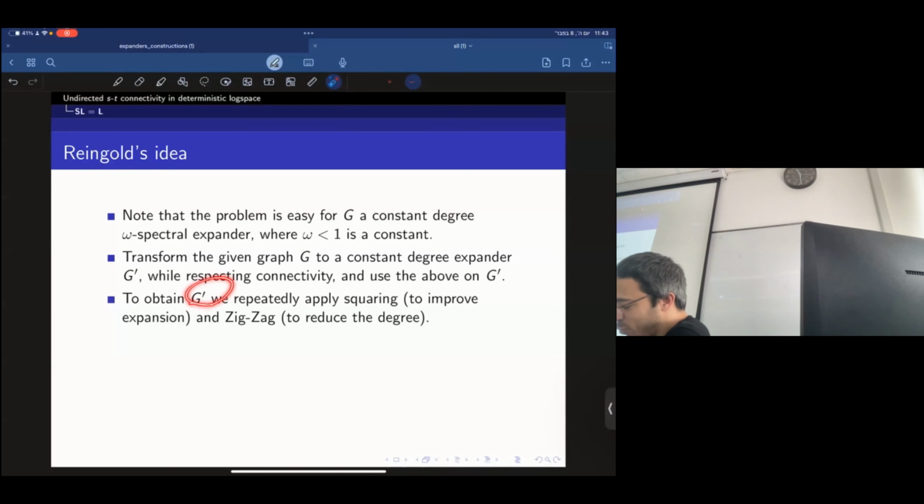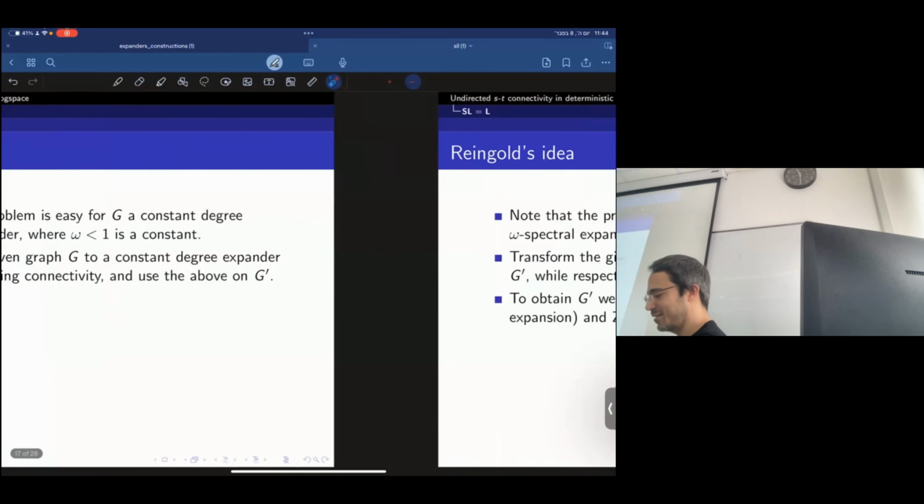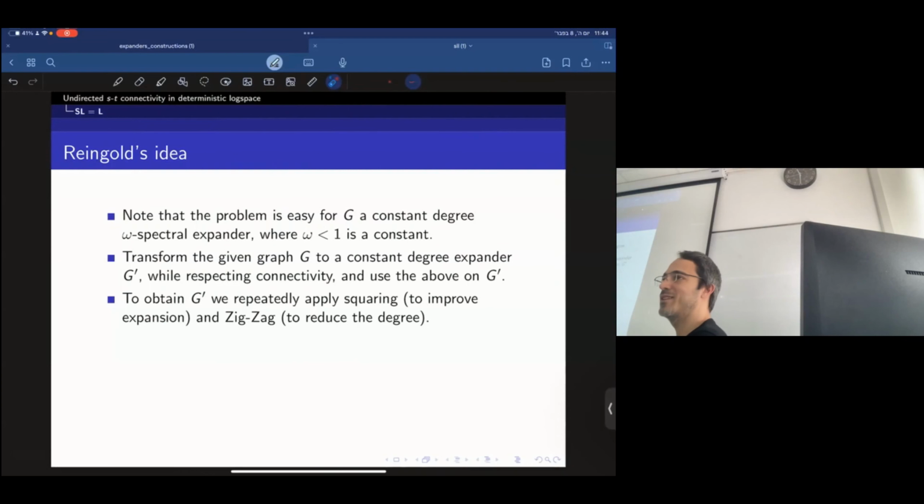Good. And so we are going to obtain this G prime by applying squaring and using zigzag. Squaring for improving the expansion and zigzag for reducing the degree, as before, really. Before we did that to construct a graph from a small graph, but here we are going to do it in order to transform a graph such that every connected component is an expander. Questions? Thanks for the remark.